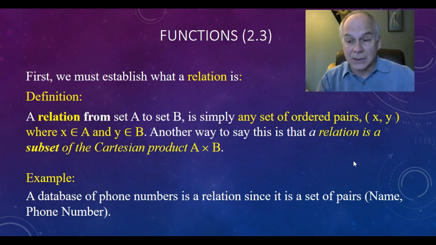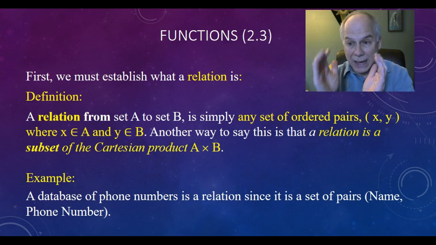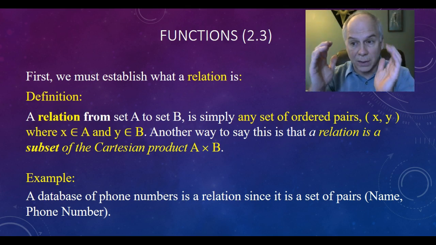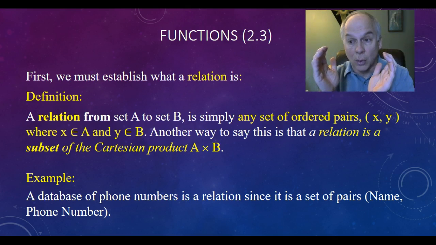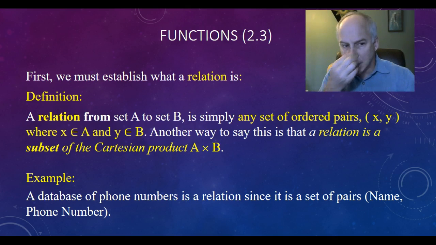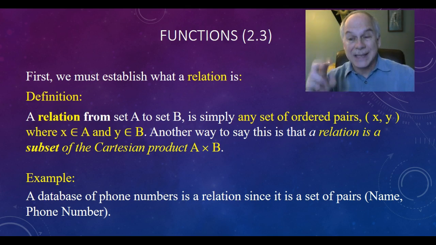Remember, a Cartesian product was forming those pairs where the first thing comes from the first set and the second item in the pair comes from the second set. And a relation is just a cross product or a subset of a cross product. It doesn't have to have all the different pairings. So a relation is simply any set of ordered pairs. It could be just some of those pairs in the Cartesian product.